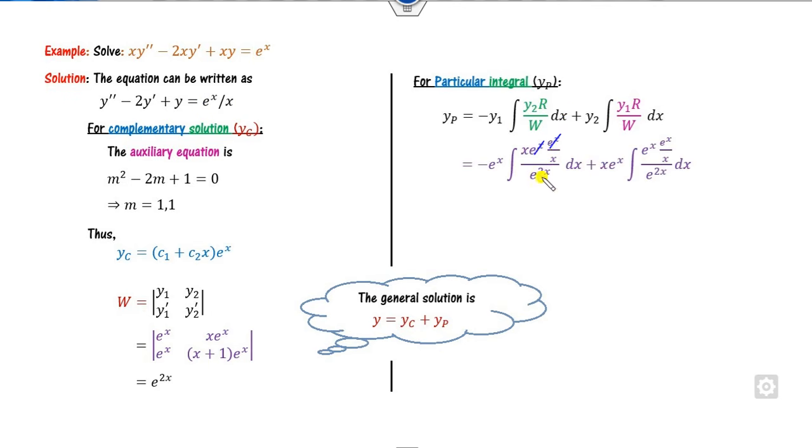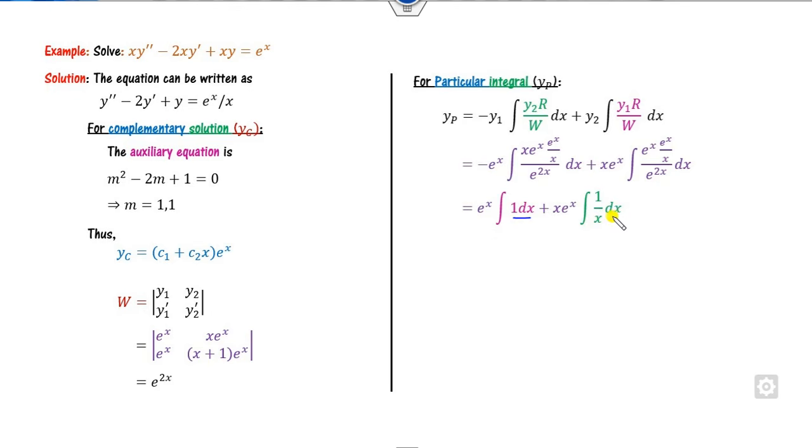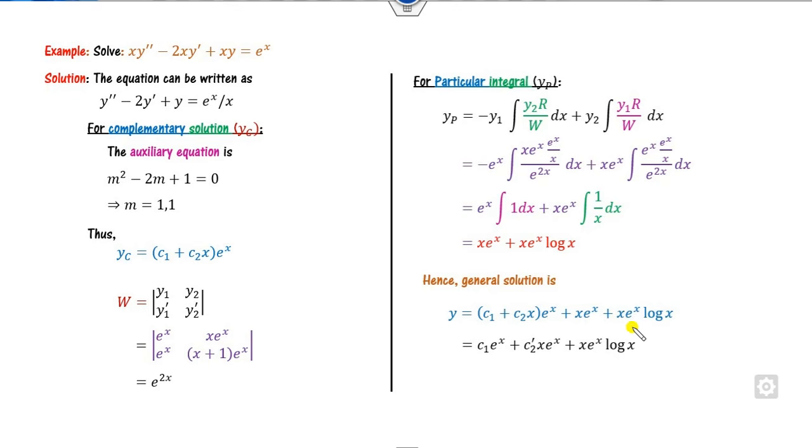You can see e raised to power 2x will be cancelled out, e raised to power 2x will be cancelled out. So it is e raised to power minus x, x will be cancelled out, so it will be here. What is the integration of this? This is the x. Integration of this is my log of x. So this is my yc, this is my yp. I can add them, you can get the right answer. And you can see this is the x e^x, and there is one more coefficient. If you combine them, it will give you a C2 plus 1 x e raised to power x. So I can take C2 dash as another constant. That will be the right answer.